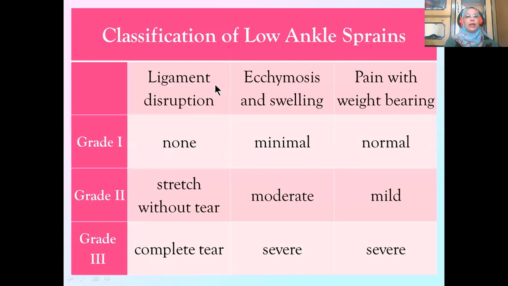Low ankle sprain can be classified or graded from 1 to 3 according to the presence of ligament disruption, the degree of ecchymosis and swelling, and pain with weight bearing. In our patient, there was no ligament disruption or discontinuity by ultrasound. There is mild clinical swelling and mild increased thickness of the anterior tibiofibular ligament, and no pain with weight bearing. So we graded our patient as grade 1 anterior tibiofibular ligament injury.